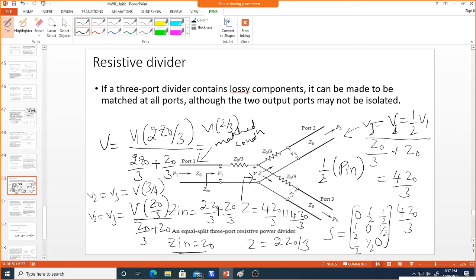That means the other half of the power is dissipated in this resistive network. Half of the power is delivered at port 2 and port 3, and the other half is dissipated in the resistive network. So that is why, since this resistive divider is lossy, we will go for another very important divider, that is the power divider, which we will call the Wilkinson power divider.